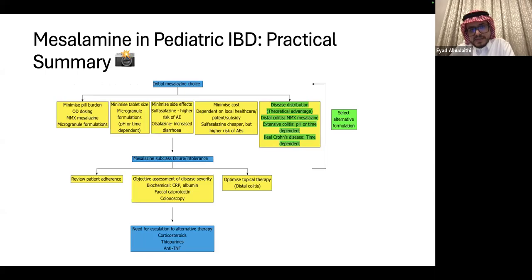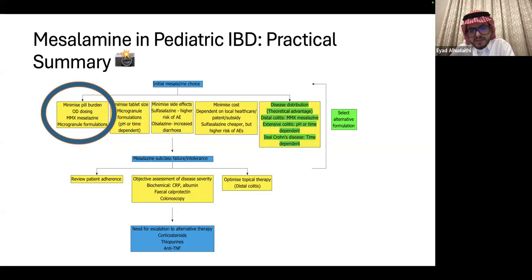So this is another practical slide. I have highlighted what is important. As we said before, minimize pill burden. OD dosing is better than multiple or frequent doses. The MMX mesalazine is like a matrix that allows extended release, which allows a once daily dose. And one example is Mezavant.